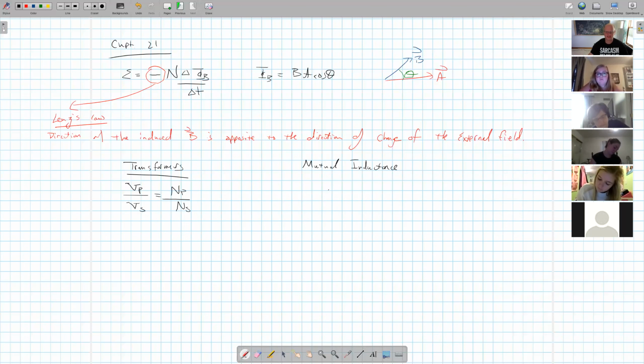So mutual inductance is, for example, the number of loops in coil 1 times the flux through coil 1 by the second one is equal to the mutual inductance times the current in the second. And simultaneously, the number of loops in the second times the flux through the second by the first is equal to the mutual inductance times then the current from the first. And then we have self-inductance.